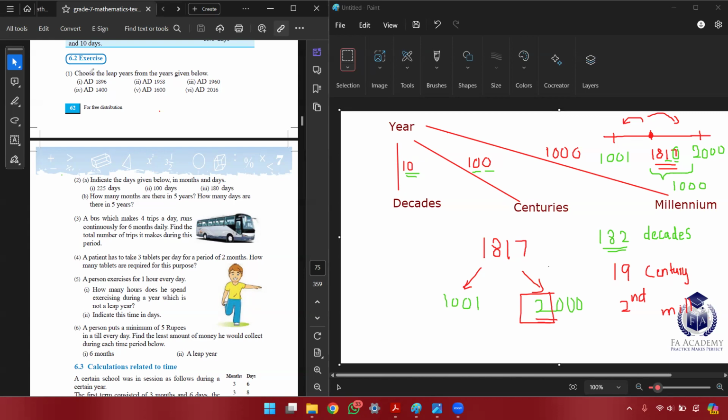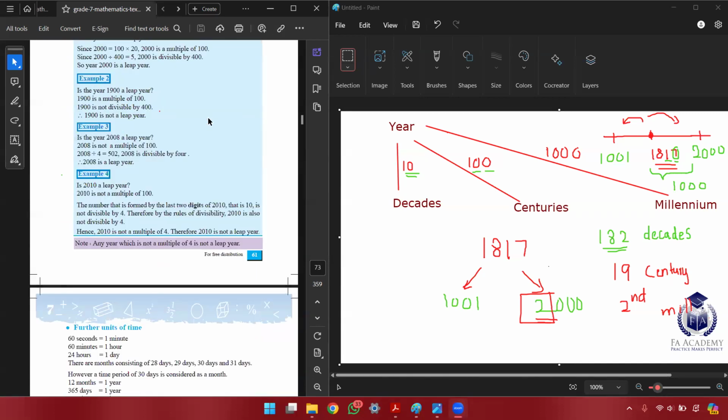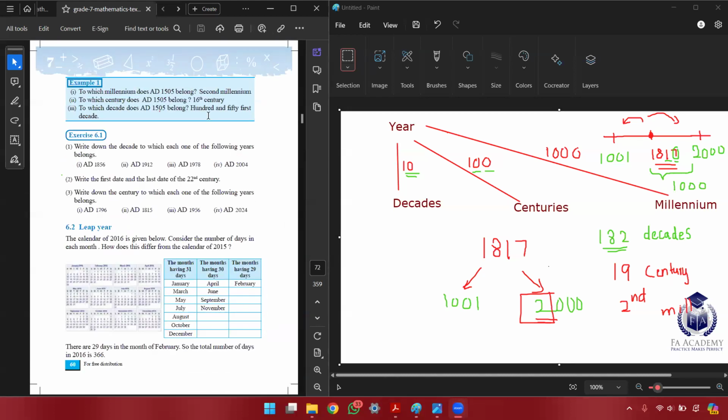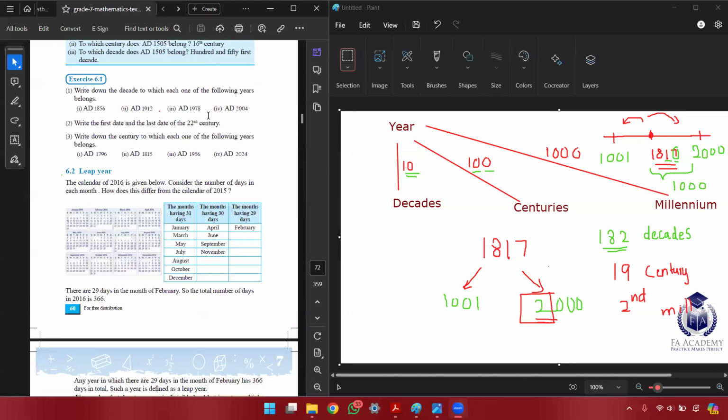Right. Choose the leap years from the years given below. So you need to divide it by 4 and see if it is a leap year or not. That's too easy, right? So let me pick one from this exercise to see if you can decide. How about this one? 1912. Okay.